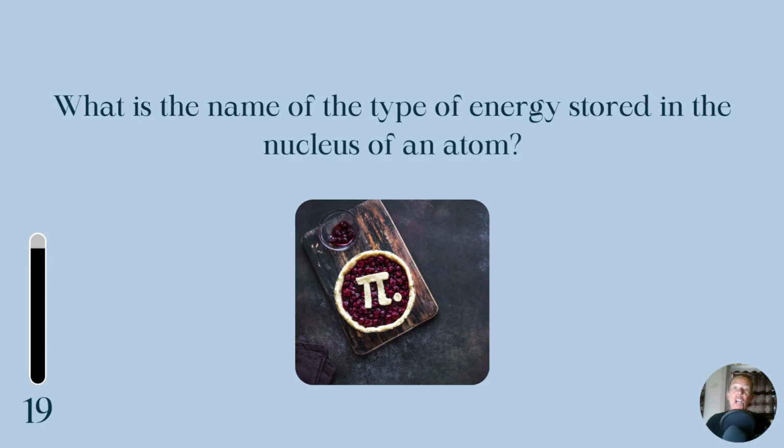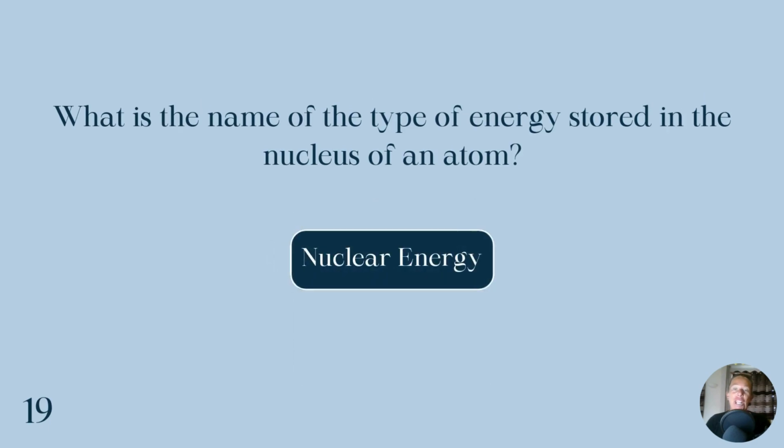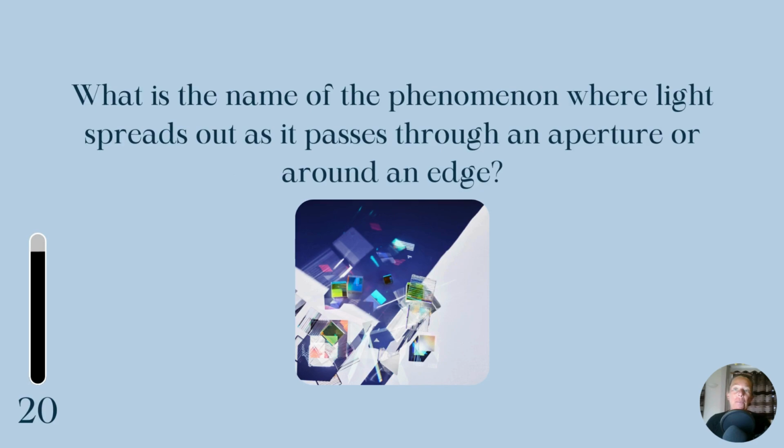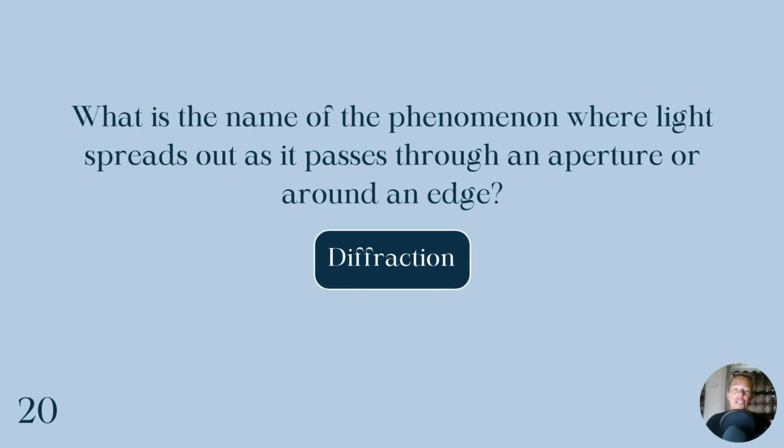What is the name of the type of energy stored in the nucleus of an atom? Nuclear energy. What is the name of the phenomenon where light spreads out as it passes through an aperture or around an edge? Diffraction.